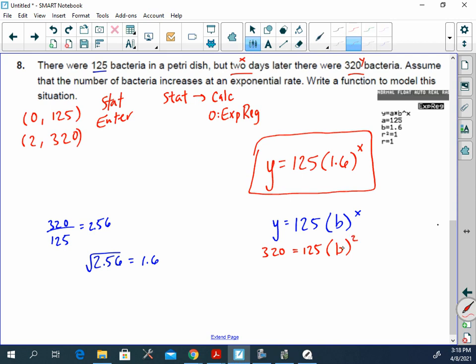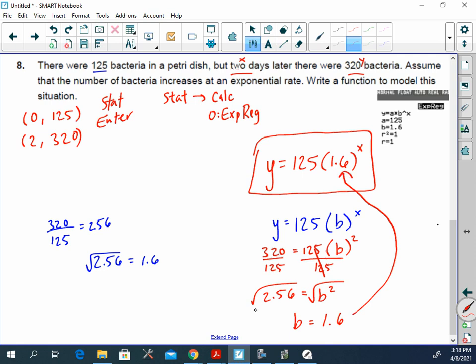And then we want to solve for b. If we want to solve for b, we're going to divide both sides by 125. So that was Jackson's first step there. And we get 2.56 equals b squared. And then how do you get rid of a squared? Square root, right? So when we square root, we get b equals 1.6. And then you can just shove that to where the b value goes. And you got your initial value up front, and you have your rule. You see it? Okay?